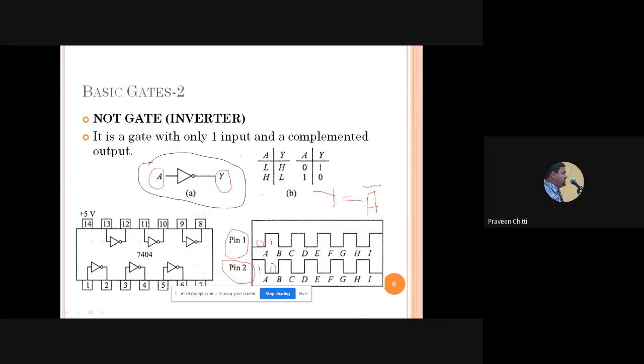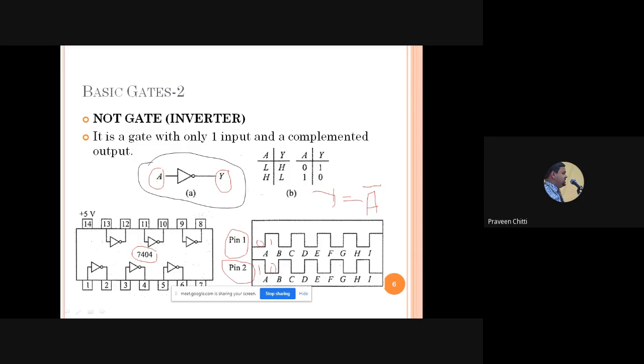So this NOT gate or inverter is available in integrated circuit form. What is the IC number? It is an 8-pin dual in line package IC. Sorry, 16-pin dual in line, this particular NOT gate 7404. Sorry, a 14-pin dual in line package IC, which consists of 6 NOT gates in a single IC. So 7404 is an integrated circuit which is a 14-pin IC which consists of 6 NOT gates in it.